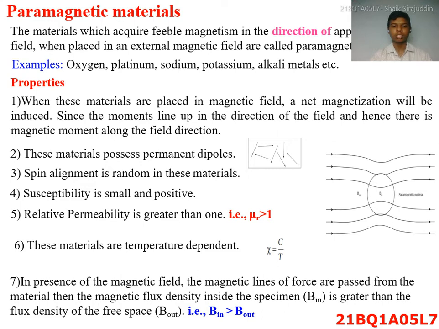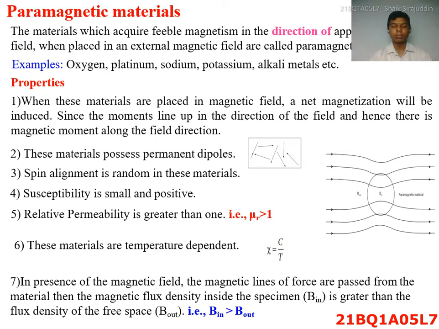Properties. When these materials are placed in an external magnetic field, the net magnetism will be induced since the magnetic moments are in random directions, hence there is no net magnetic moment along the field direction. These materials possess permanent dipoles. The spin alignment is at random. You can see here the spin alignment is random.